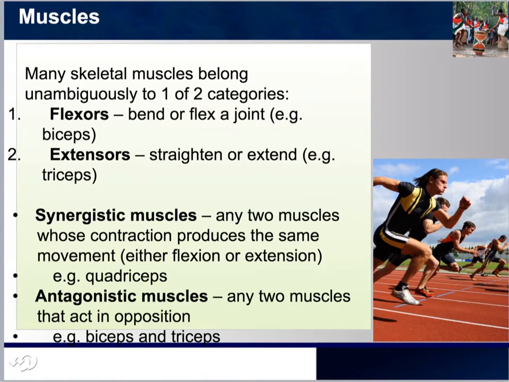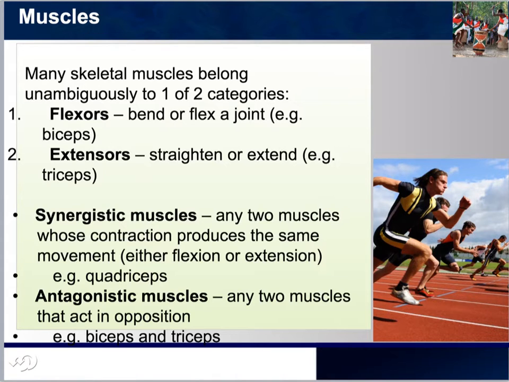There are many skeletal muscles that belong to one of two categories, either flexors or extensors. Flexors are those that are able to bend or flex a joint. Like your biceps are able to bend your arm at the joint where the elbow is. And extensors are those that are able to straighten or extend, and in this case it would be like the triceps that are able to extend your arm.